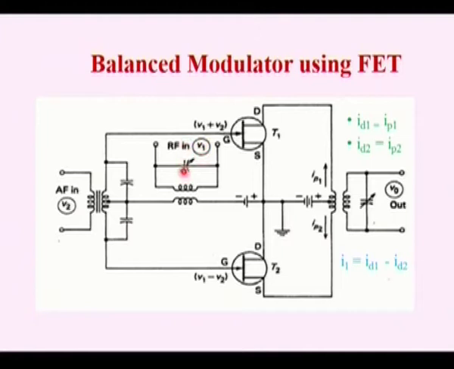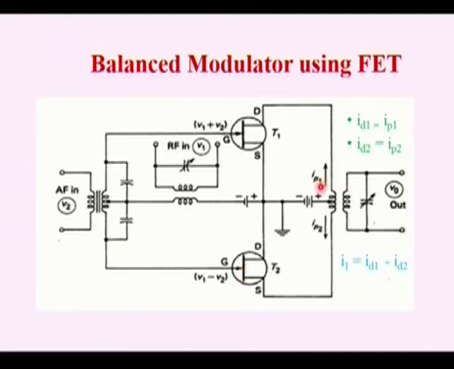Here we are applying the carrier signal, which is V1. So, what is the voltage applied to the gate of this field effect transistor? That is the sum of the voltages V1 and V2. And if we consider this FET 2, since the voltage is 180 degree out of phase with respect to the input, here I will have minus V2, this will be added with V1, that is it becomes V1 minus V2, and that is applied to the field effect transistor 2.